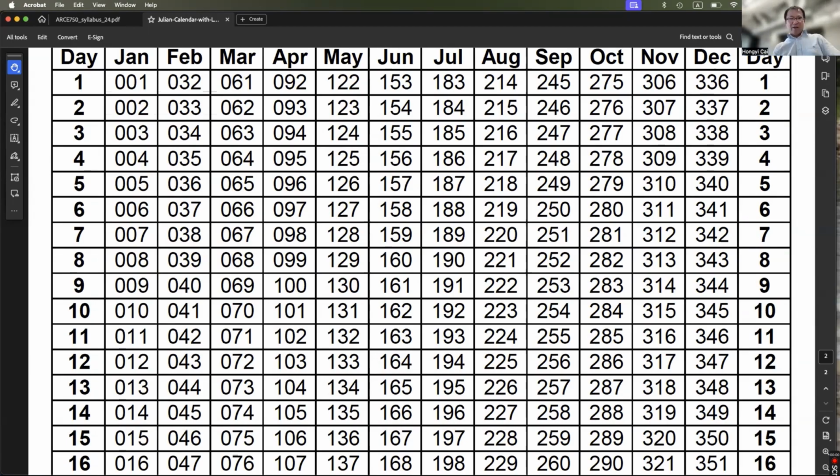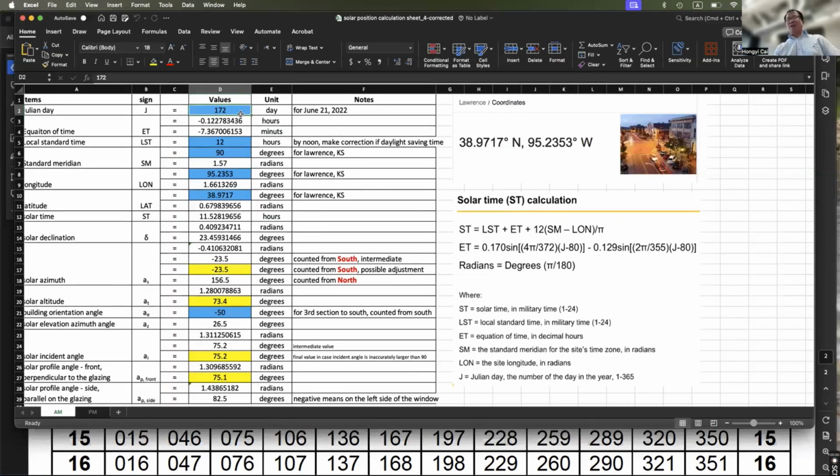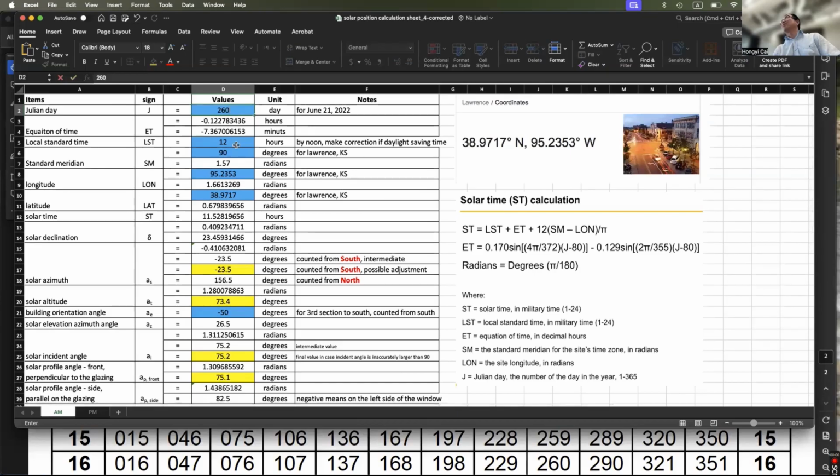Then let's go back to my Excel calculator. 260. And you don't have to change the white cells because that's the calculated results. On the local standard time, we are concerned about maybe 10, right? If it's daylight saving time, then we have to make changes. So in this case, it'll be 9 because you have to adjust it if it's daylight saving time. And the standard meridian is 90. We talked about that before. Latitude, longitude is the same.